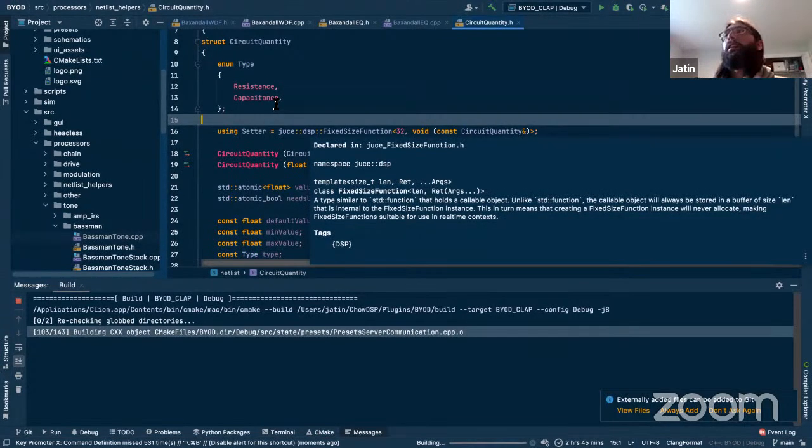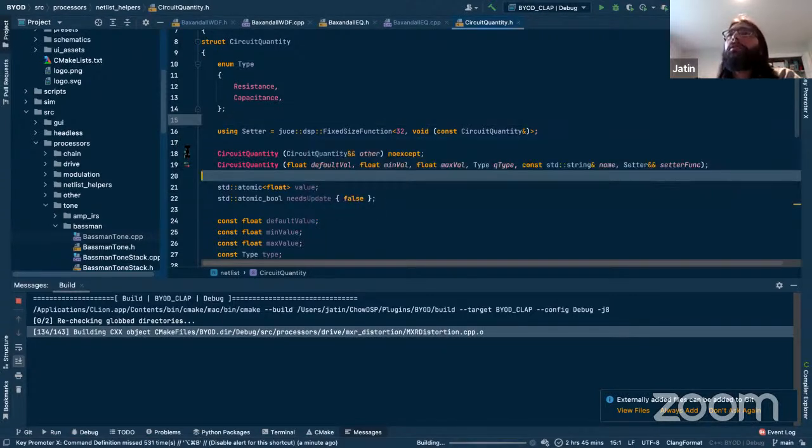It's basically a similar thing as a STD function, but the idea is that because it has a fixed size, you can allocate it on the stack, you can move it around and do whatever you want with it without having to worry about memory allocations. So that's a pretty nice thing to have. Yeah, and they describe it pretty well in the comments here. So creating a fixed size function will never allocate, and deleting a fixed size function will also never allocate. And so that means you can use them in real-time context, which is nice.